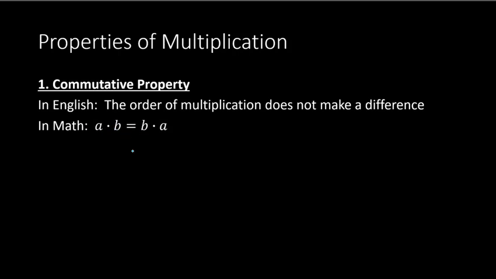The numbers that we are multiplying can change. So the order of the numbers can change. So for example, if we had 5 times 4, that is the same thing as 4 times 5. The order in which we multiply does not make a difference. So that is your commutative property.